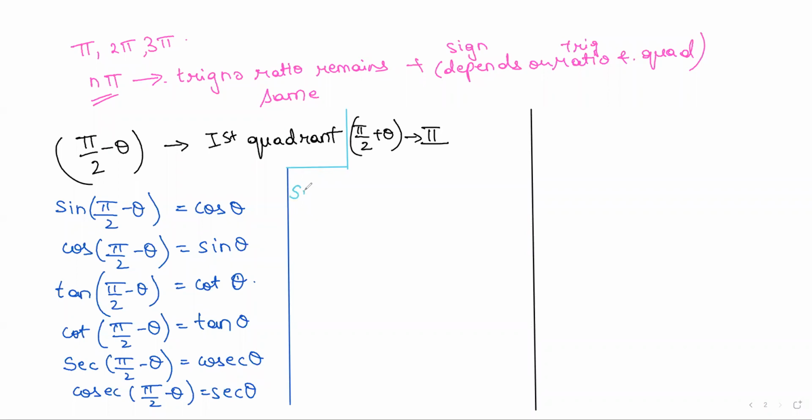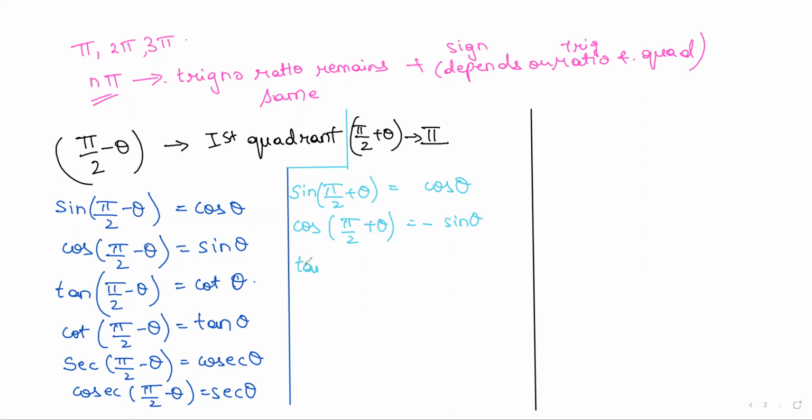So sine of pi by 2 plus theta. Since it is pi by 2, sine will get converted into cos theta, and in the second quadrant sine is positive. Cos of pi by 2 plus theta. Cos will get converted into sine, but in the second quadrant cos is negative, hence this is minus sine theta.